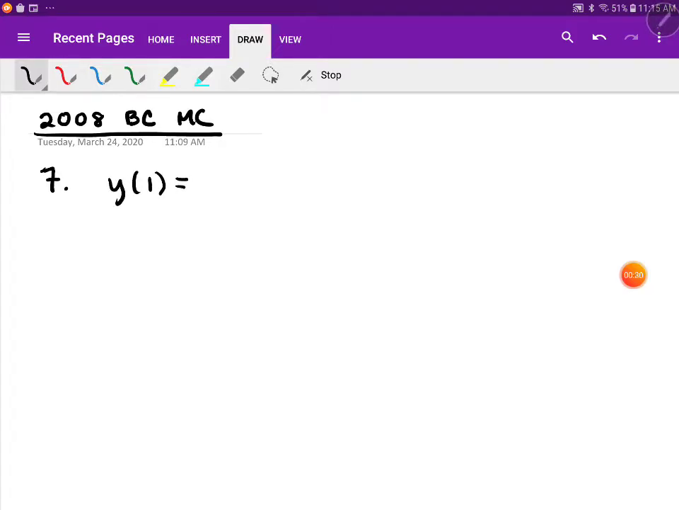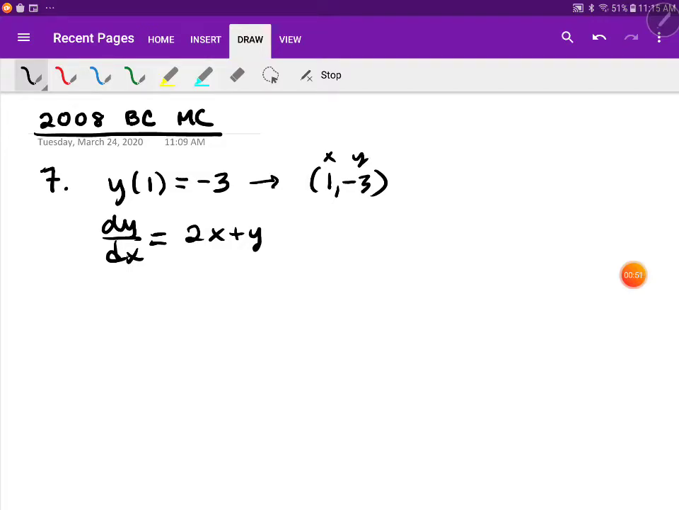Okay, so y of 1 is -3. And then we have dy/dx equals 2x plus y. Makes me think of separation of variables. Remember, this is a coordinate, (1, -3), x, y. Okay. What is the approximation for y of 2 if Euler's method is used with step size of 0.5?